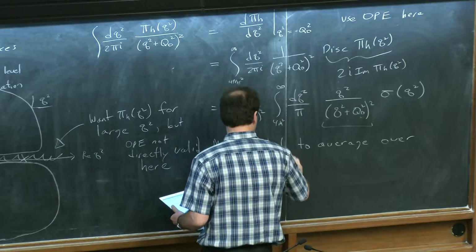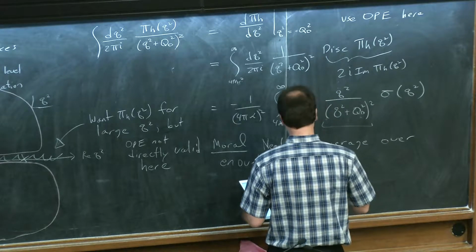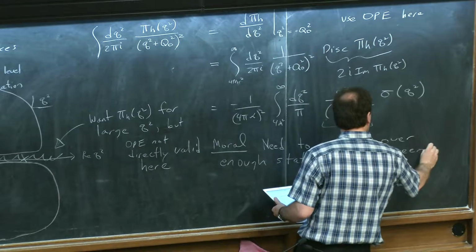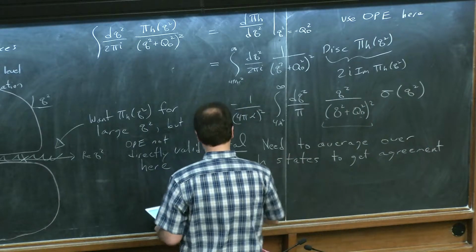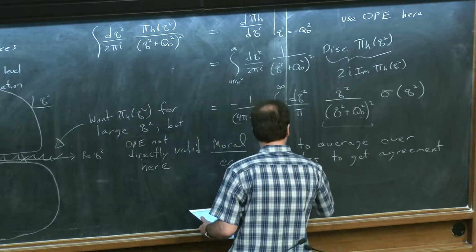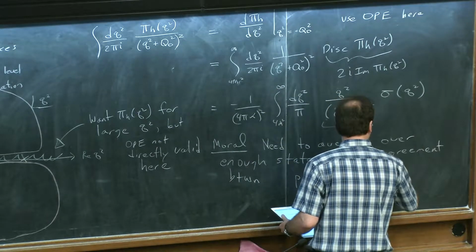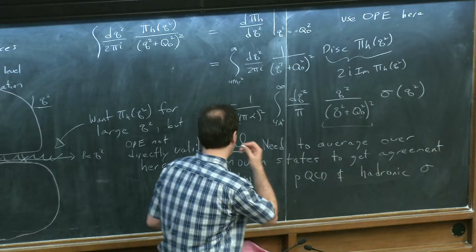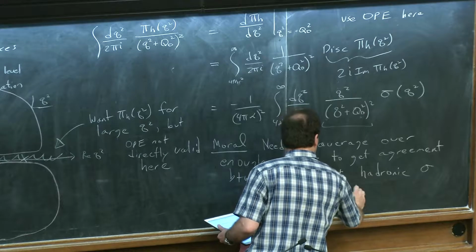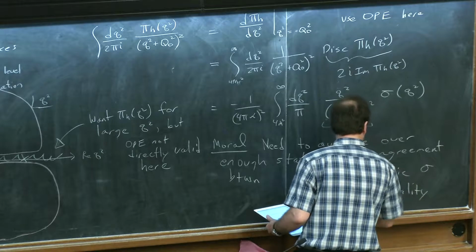And that's really the moral of this calculation, sort of a more general lesson than the precise results of the calculation. So we need to average over enough states to get agreement between our quarks and gluon calculation, our perturbative QCD calculation, and hadronic cross-sections. And this is what's known as quark-hadron duality. They will be related if I do enough averaging.